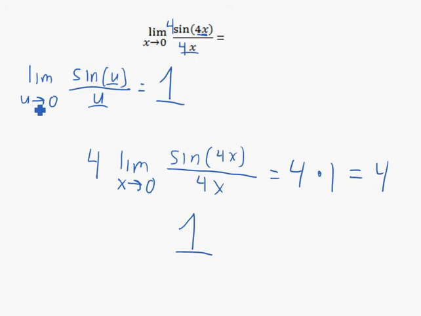u is going to 0, so x is going to 0, okay? Sine of u, well, 4x, even though it's not the same thing as x, it's still going to 0, and this is still going to 0. So, same rule.